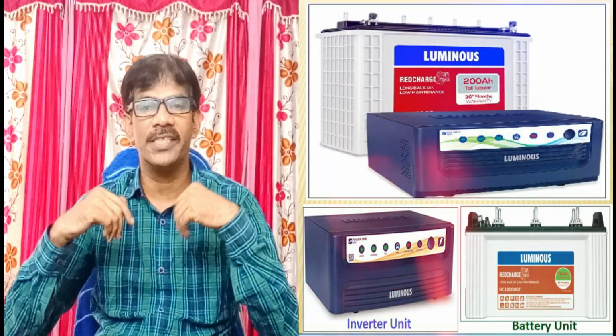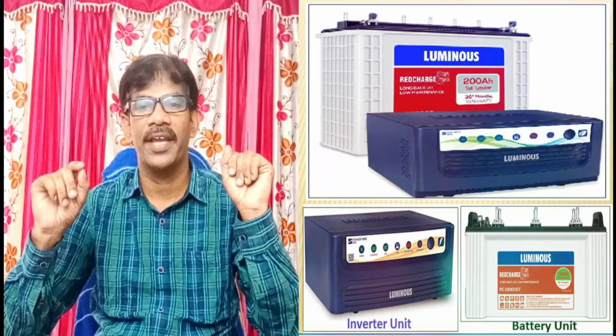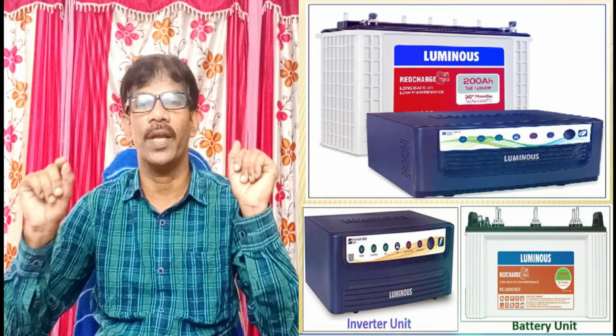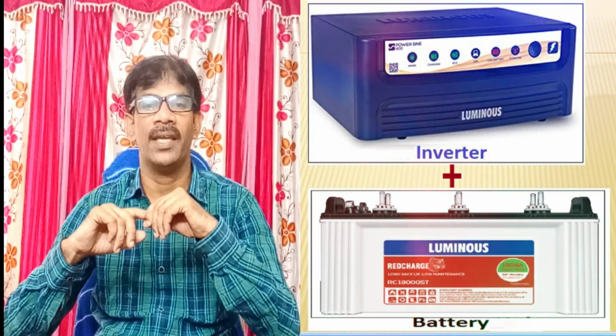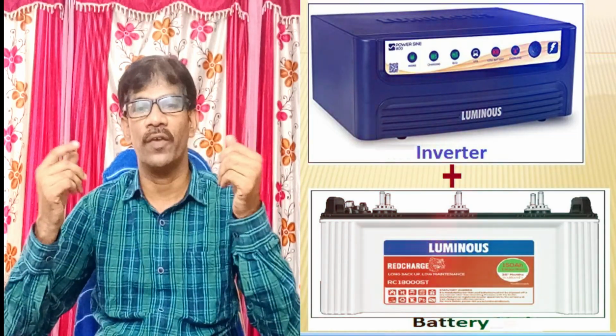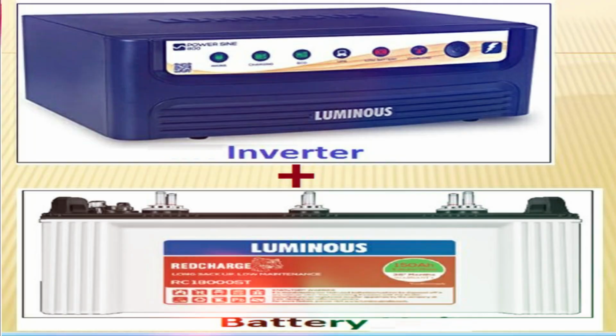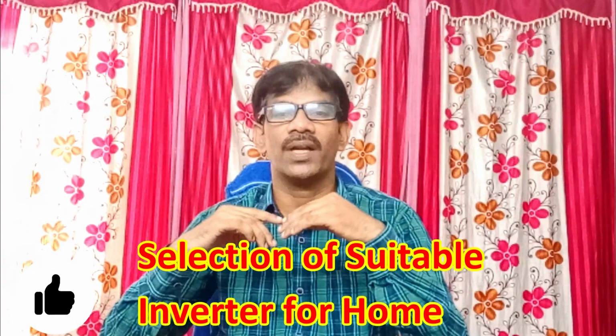Before going to this topic, first of all, you should know what an inverter is. An inverter is a device which supplies AC power to the appliances during power cuts. Basically, an inverter unit is a combination of inverter plus battery, so we need to know about both inverter and battery. Now let us see how to select the right inverter for your home. For that, please understand and follow these simple 4 steps.